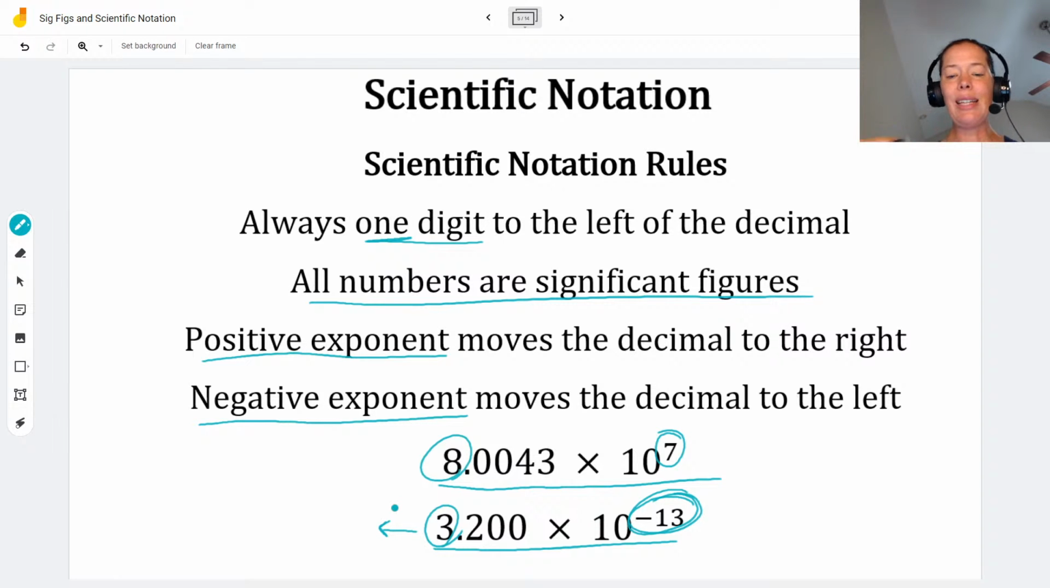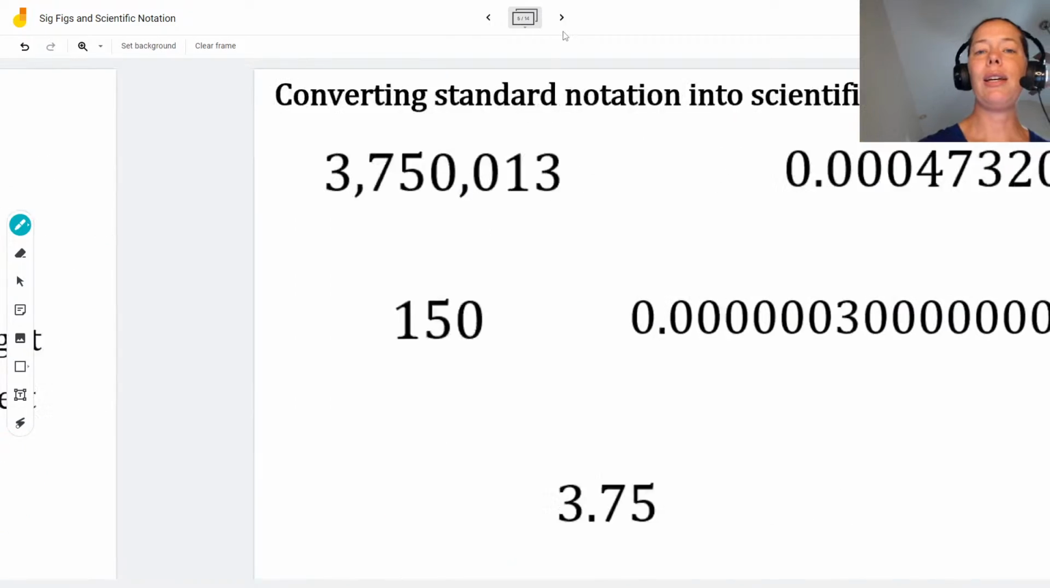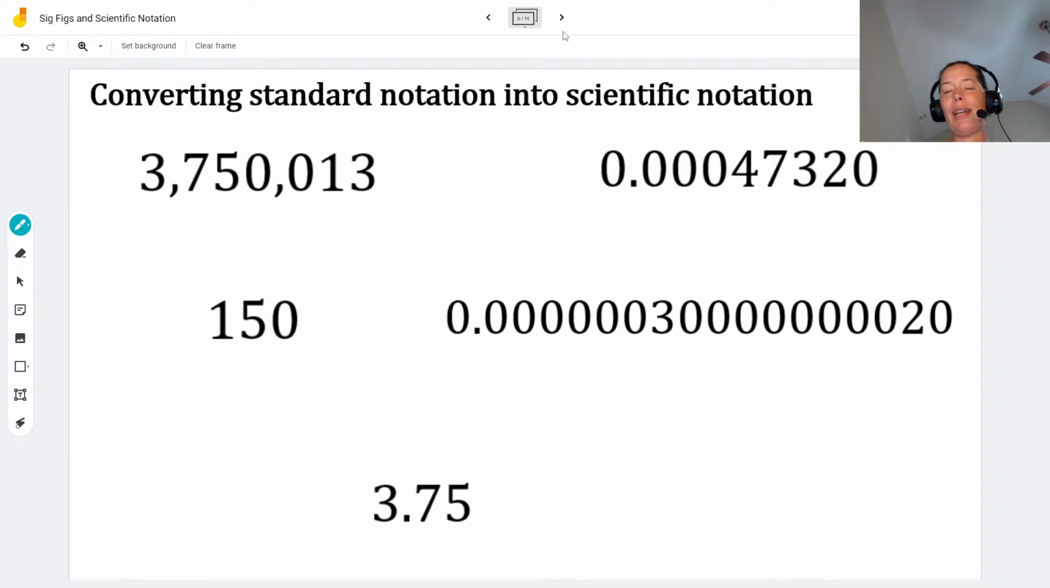Okay, so let's apply this now that we know what scientific notation is. What we're doing here is we're going to take these numbers, which are in standard notation, and we're going to convert them into scientific notation. I'm going to take this one in the upper left. The first thing I need to do is put the decimal between, in this case, the 3 and the 7. So I'm going to start with 3.7.